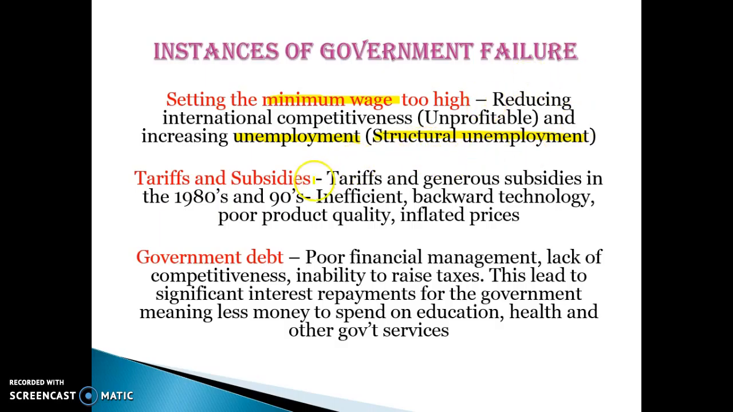Another problem: tariffs and subsidies. The government set significantly large tariffs in the 80s and 90s, say 40 to 50% for things like cars and textiles. They often highly subsidised our manufacturing and textiles industries as well to make them more competitive. The problem with that is it eroded the competition. We weren't competing with nations overseas, and that led to massive inefficiencies and backwards technology. We weren't using the most up-to-date technology because there was less incentive to be technically efficient. It led to poor product quality and inflated prices for consumers.